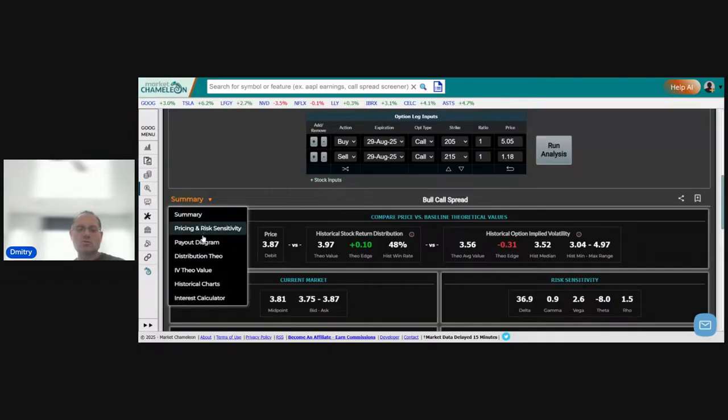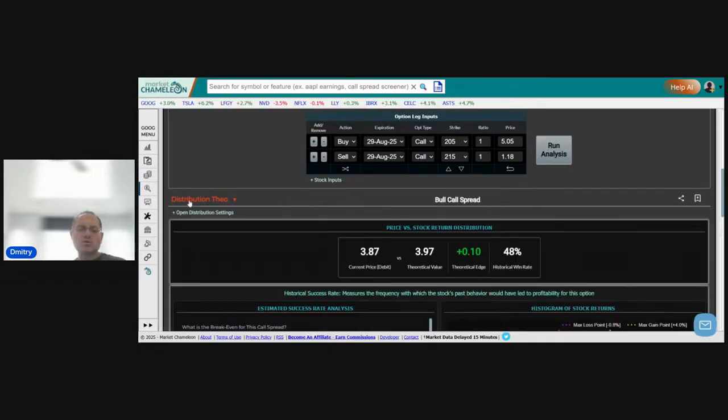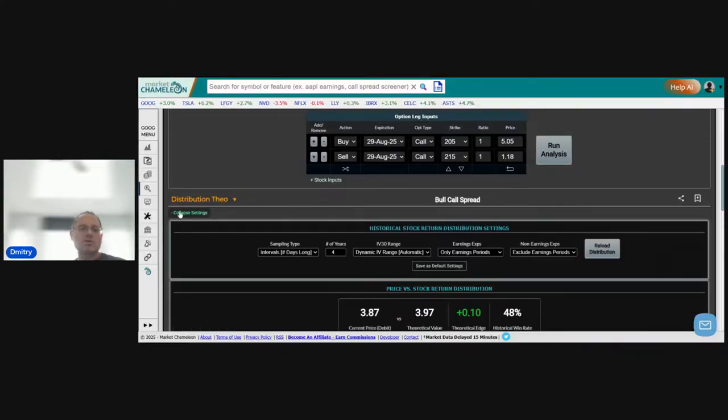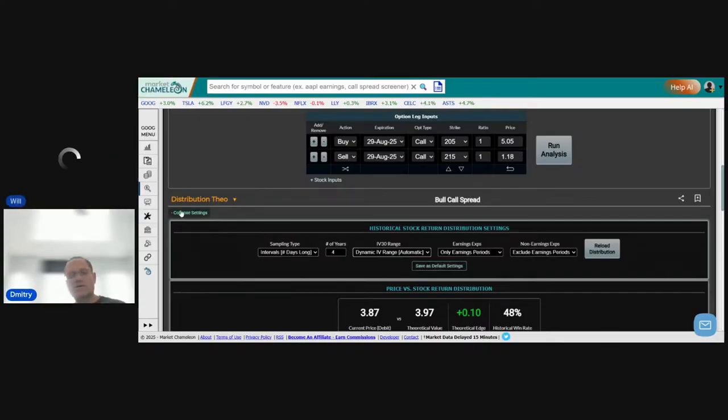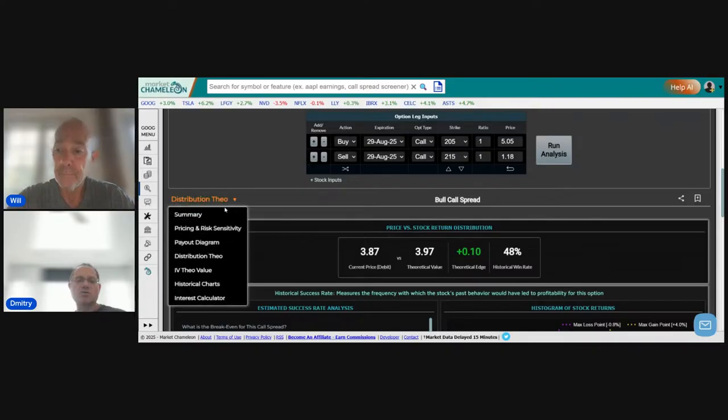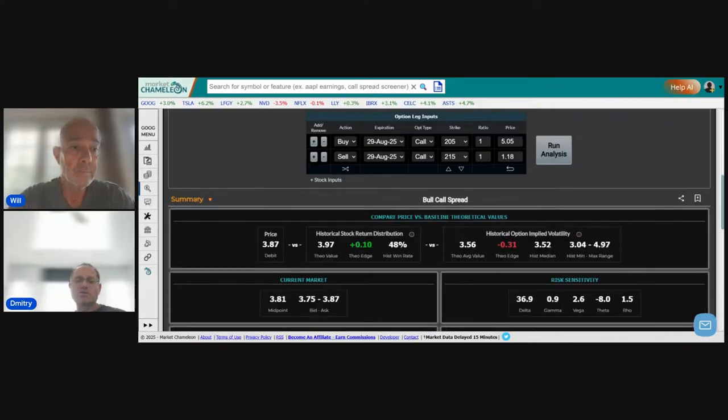If you go to the distribution Theo, you could go in further and then open up these settings, and you could change the number of years in your study, include or exclude the earnings, and use these. But I'm not gonna get into this part right now because I don't have time, but I'm gonna come back to the summary, and these are our defaults.